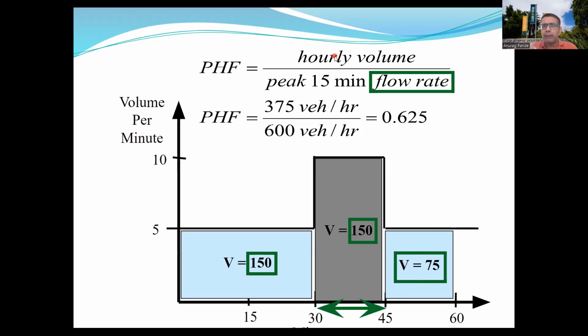But you want to divide that by the peak 15-minute flow rate, okay? And again, flow rate is measured per hour. So what does that denominator stand for? This peak 15-minute flow rate stands for what happened during the peak 15 minutes if it continued for the full hour. How many vehicles would you have had come in if that continued for the whole hour?